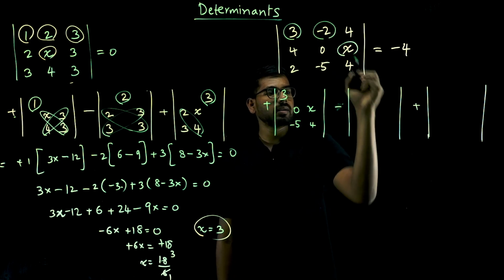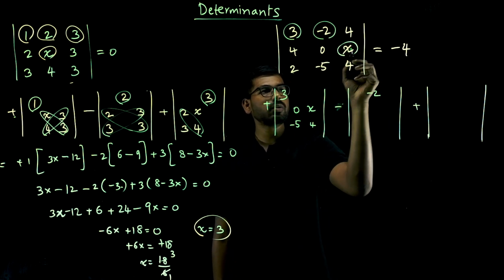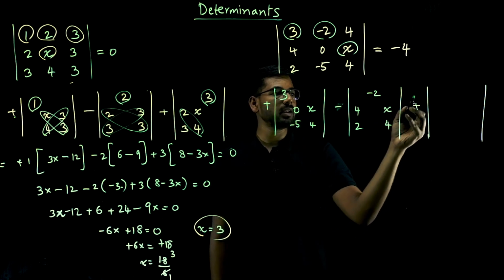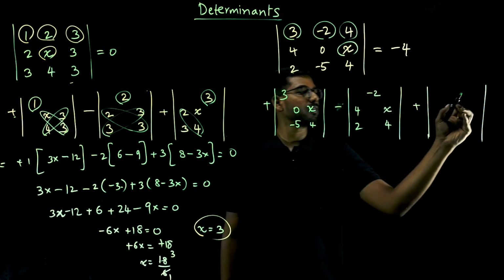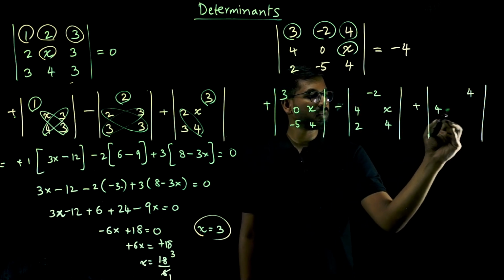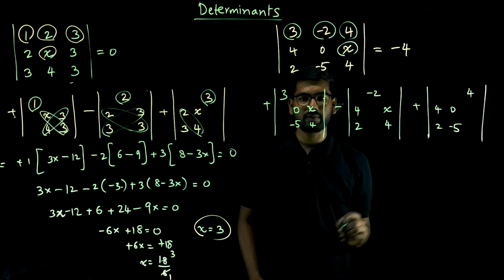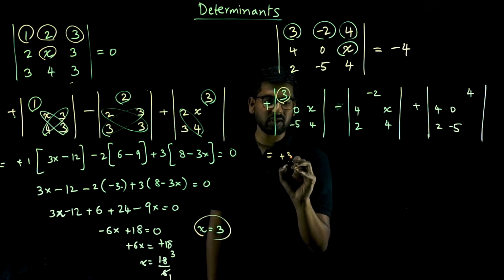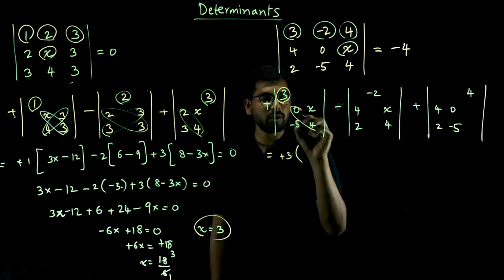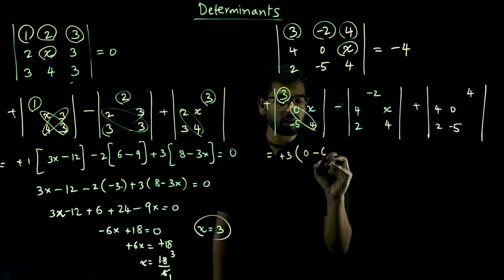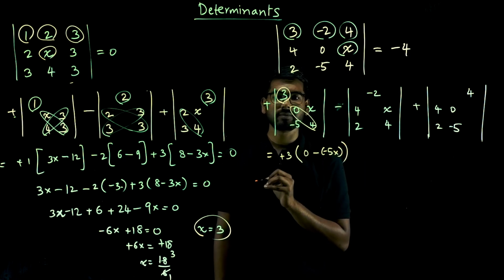Here the second element, minus 2, and the 4, 2, x and 4. Finally here the third element, that is 4, and these 4, 0, 2 and minus 5. Okay. Now plus 3 into 0 into 4 is 0, minus x into minus 5 is minus 5x. Okay.